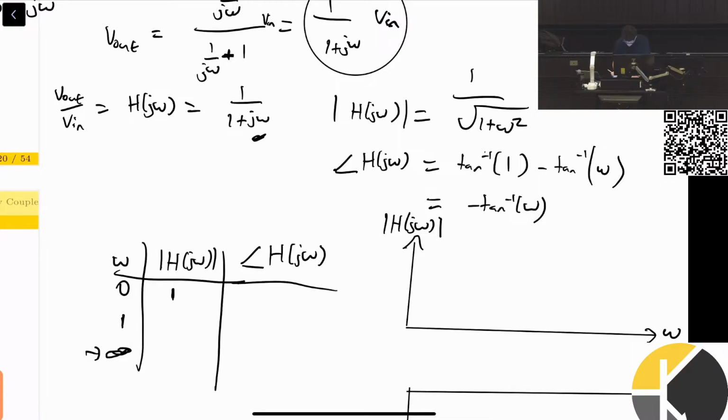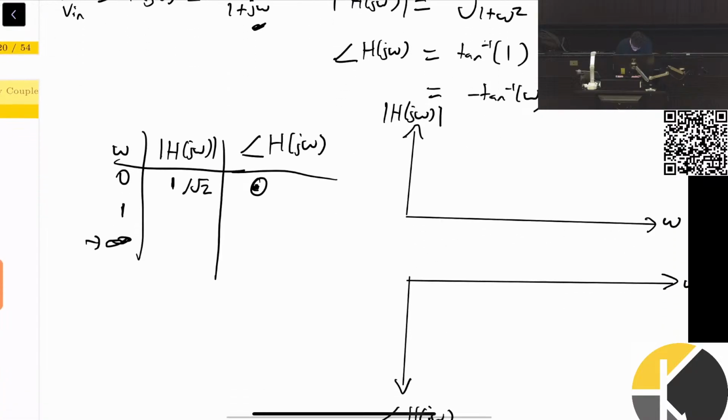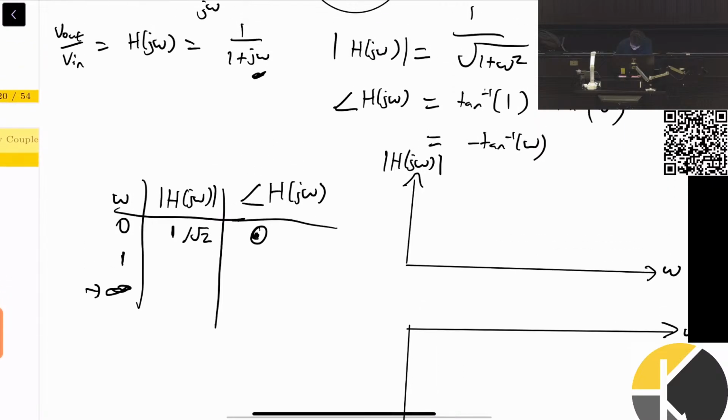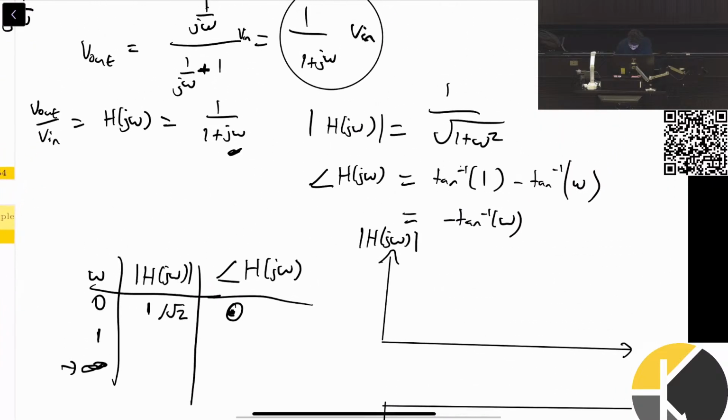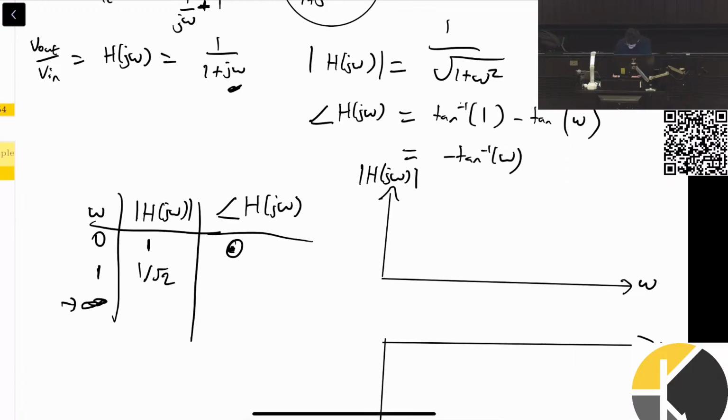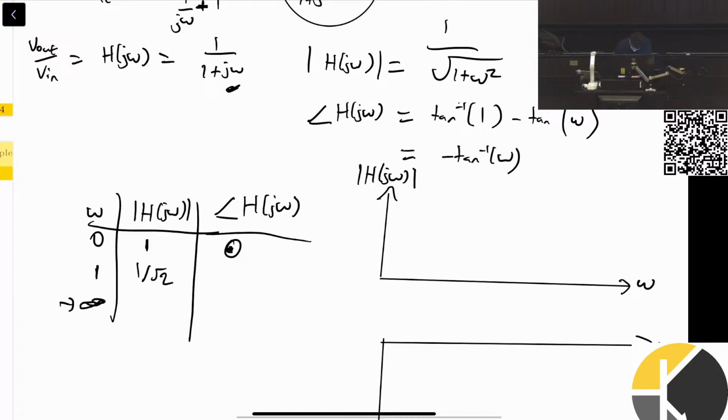Okay, let's sub it in. At omega equals 0, the magnitude is 1, and the angle is minus arctan of 0, which is just 0. For the next one, we plug 1 in: the magnitude at omega equals 1 is 1 on root 2, and the angle is minus 45 degrees. And then as it approaches infinity, we know this will go to 0.